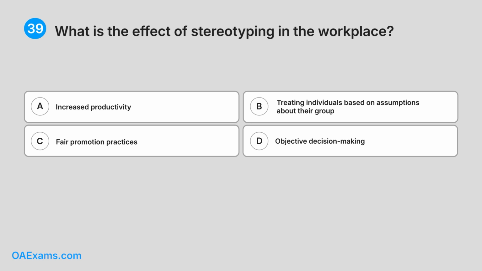39. What is the effect of stereotyping in the workplace? A. Increased productivity. B. Treating individuals based on assumptions about their group. C. Fair promotion practices. D. Objective decision-making. Can you guess the answer?